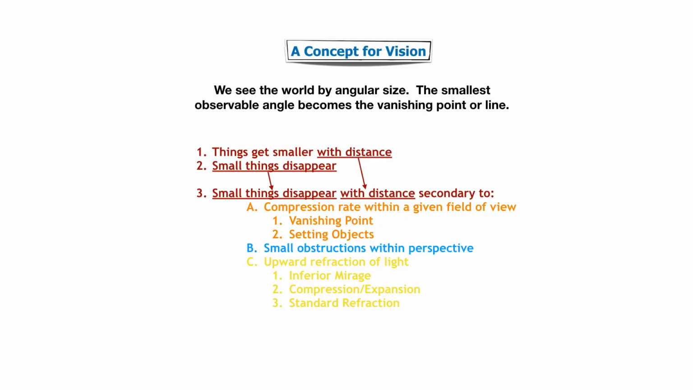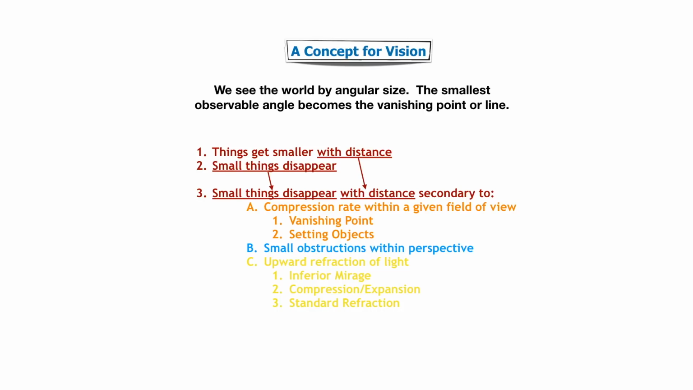This is a concept for vision. This is an attempt to summarize the longer video and the 6 smaller videos into something more concise, and to give some rules for how the system is perceived to work. So in summary, the entire concept could be summarized that we see the world by angular size, and the smallest observable angle becomes the vanishing point or line within our vision.